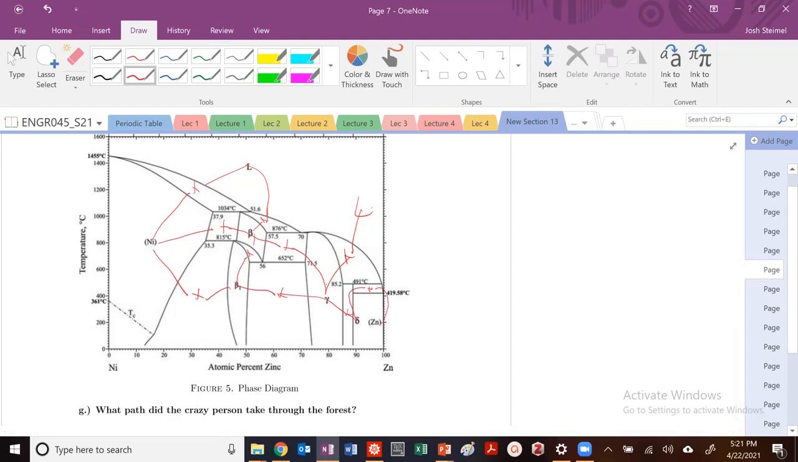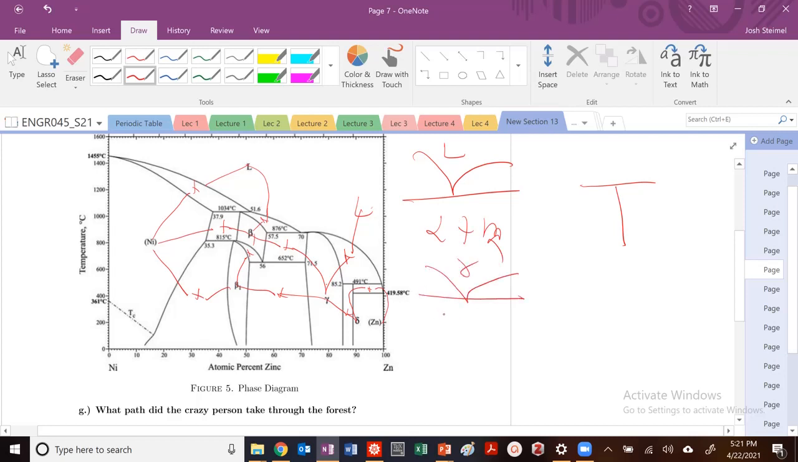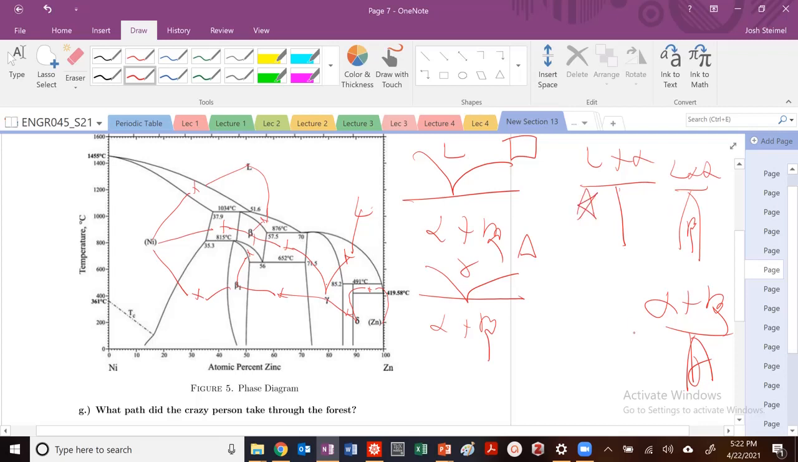Now let's get to our invariant points. We know that for our invariant points, we have to look for two features, this and this. Usually this is like a liquid to an alpha plus a beta. That's a eutectic. An oid would be something like a gamma to an alpha plus a beta. Here, this is a peritectic, going from a liquid plus an alpha to a beta. A peritectoid is an alpha plus beta going to a gamma. I'm going to do this symbol here, and this one would be a circle.